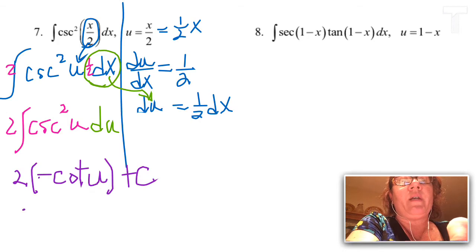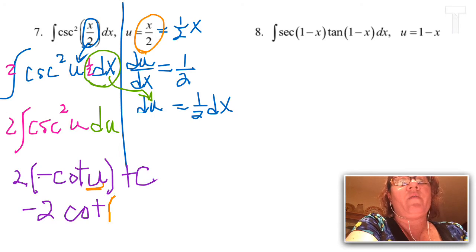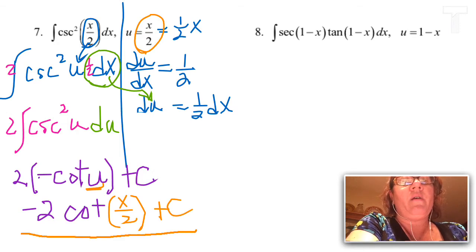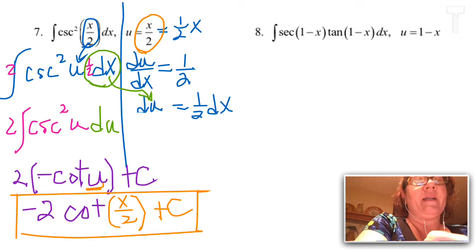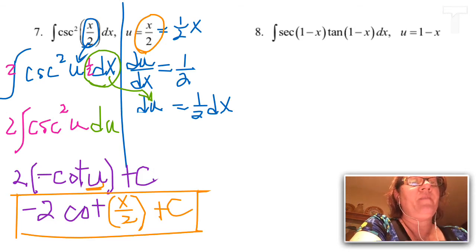And if I simplify, I'll have negative 2 cotangent, but I'm going to replace the u with x over 2 plus c. Look at that. Not so bad. Okay, moving on to the last one.